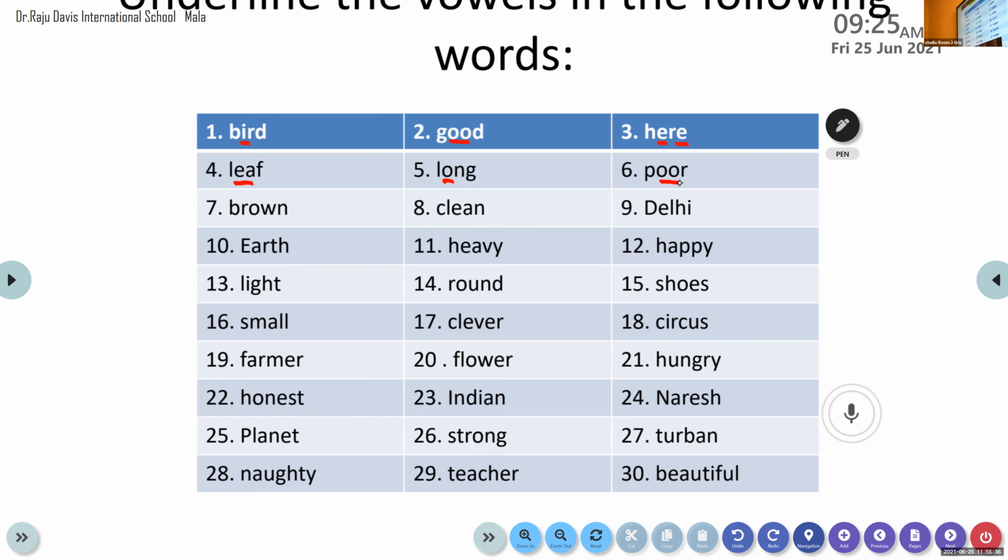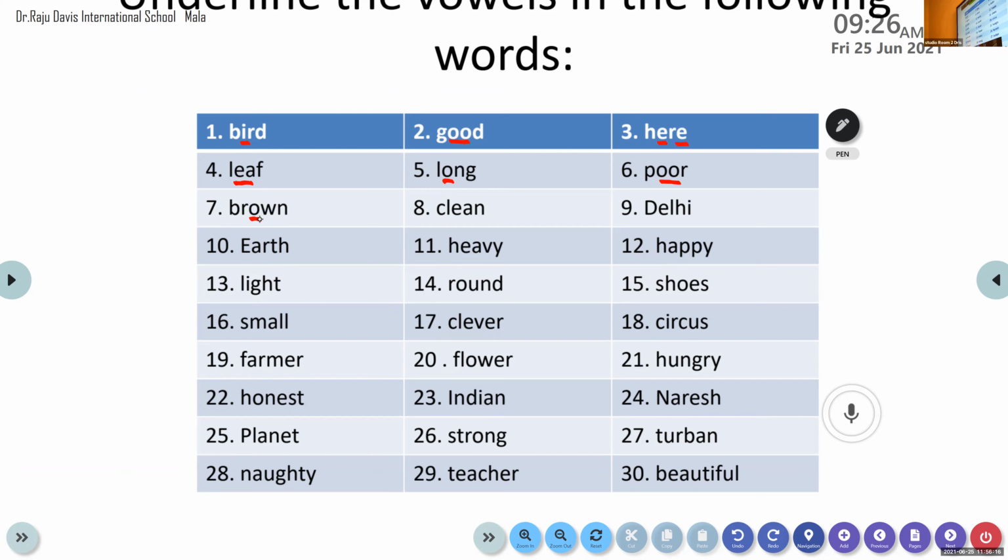Now, let's move on to Sarah. Sarah, come on, do the 7th word. First read the word. Which is the 7th word there? Brown. Yes, the word is brown. Now, is there any vowel in it? Yes. Which is the letter? O, yes. So we are going to underline the vowel in the word brown. So it is O. Okay? So all of you please do it.